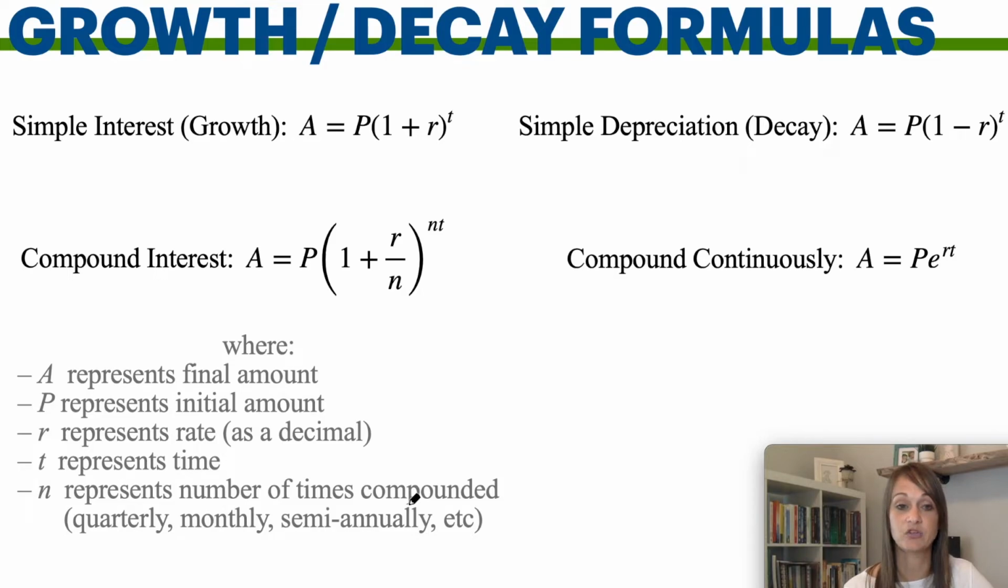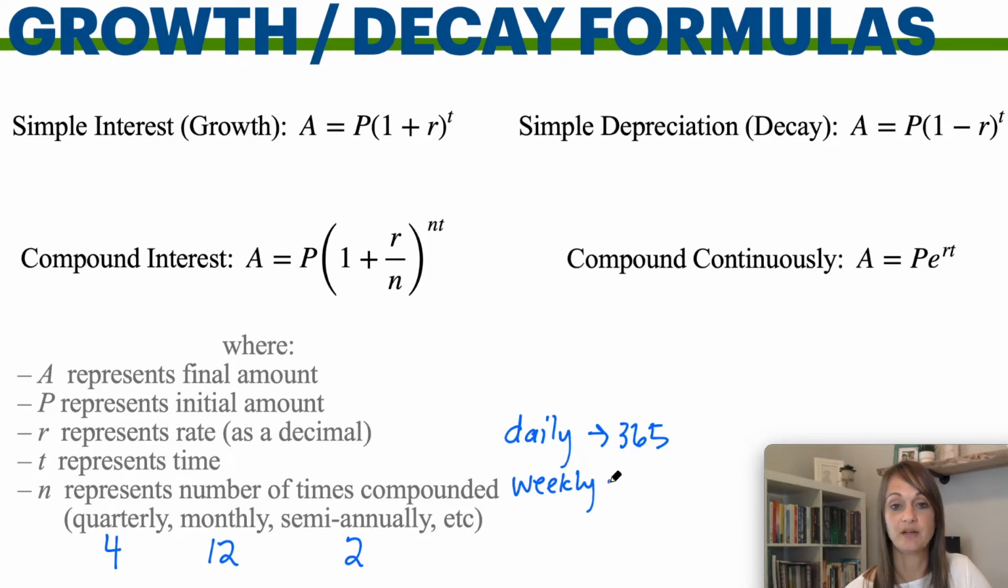So if you ever have something that's like compounded quarterly, that means you would have a 4 down here in the bottom, and you want to multiply 4 times the amount of time. If it was monthly, then you would write the number 12 here for n because there's 12 months in a year, and n up here would be 12. Semi-annually means twice, semi means 2. Other ways you could say is if it said daily, then you would use the number 365. If it said compounded weekly, then you would use the number 52.